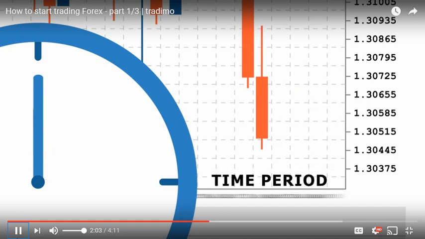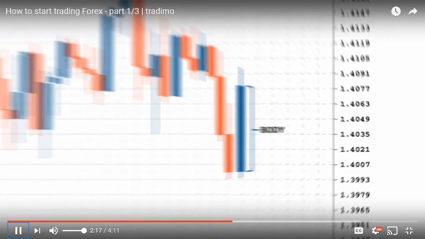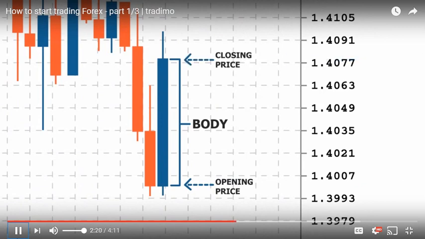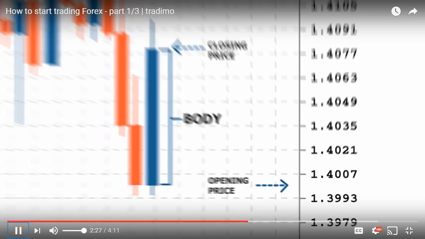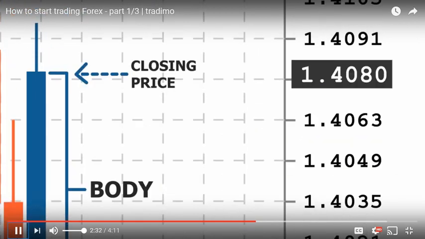On the other hand, if we use a daily chart, this candlestick will take 1 whole day to form before a new candle begins. Candlesticks can cover almost any time period from 1 minute to 1 month. The candlestick has a body that shows us the opening price and the closing price for that period. This candlestick was going up. At the beginning of this period, the price of the Euro-US dollar was 1.4000, and at the end of the period it increased, resulting in a final price of 1.4080.